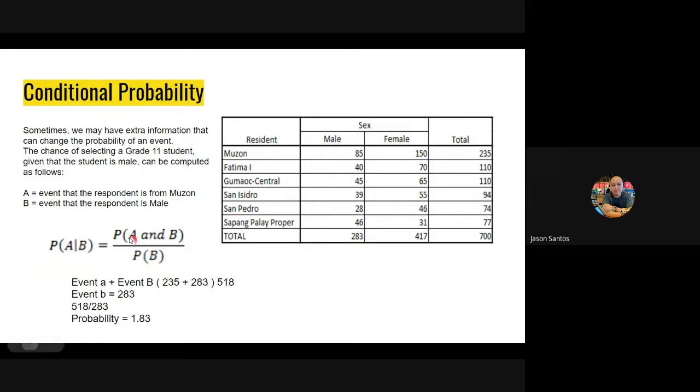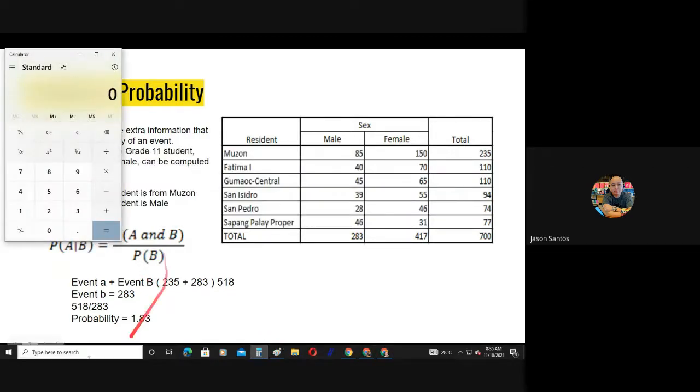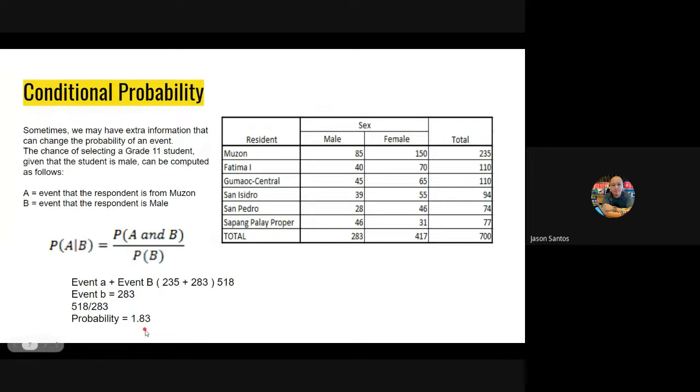This is your numerator. For the denominator, event B is 283, because again, event B is that the respondent is male. We just plugged it in here, and we now have this 518 over 283 computation. Let's compute that. 518 divided by 283 is 1.83. So you have a chance of 1.83% to get a respondent that is male and coming from Luzon.